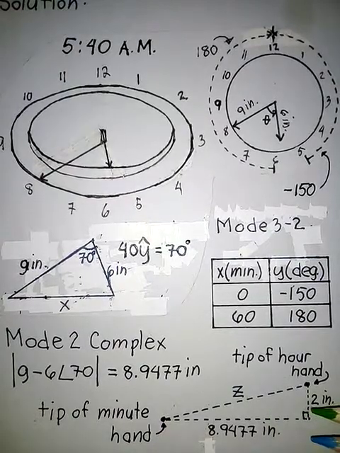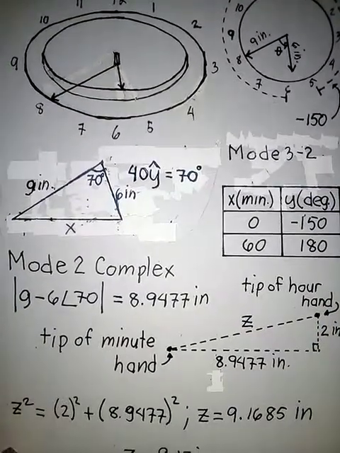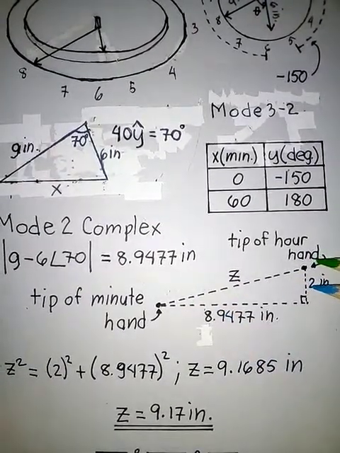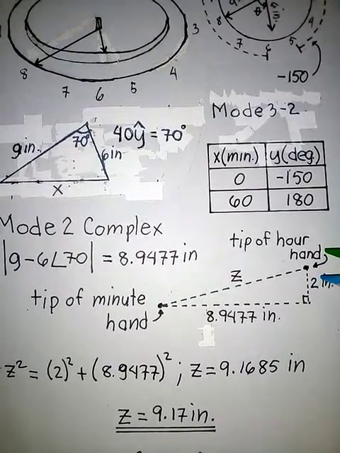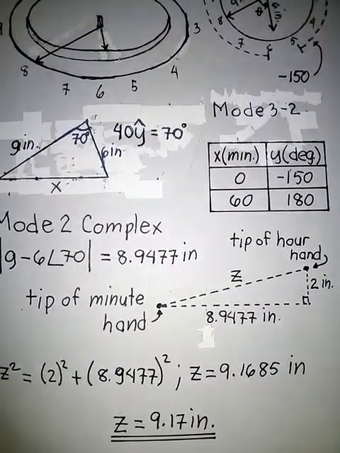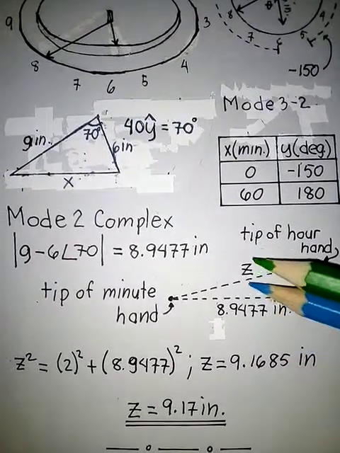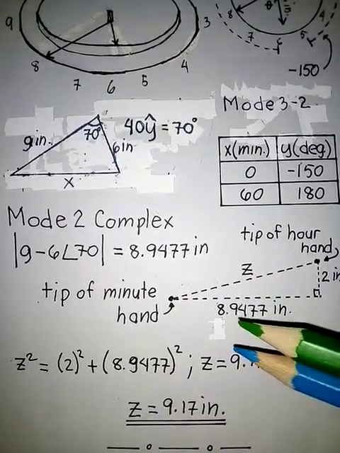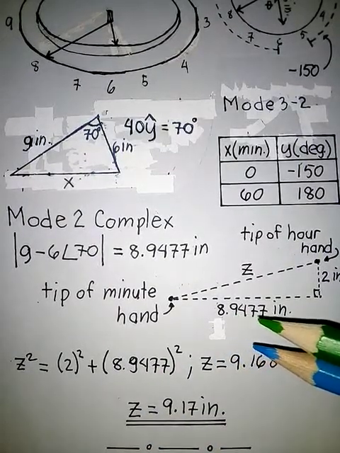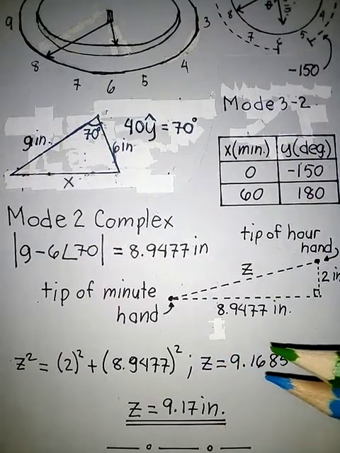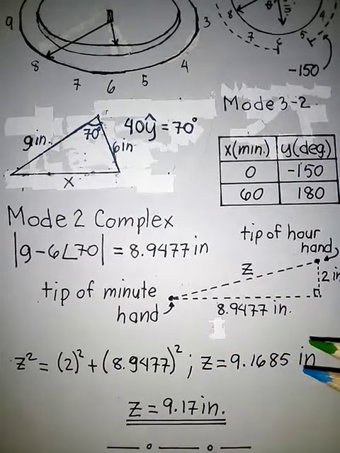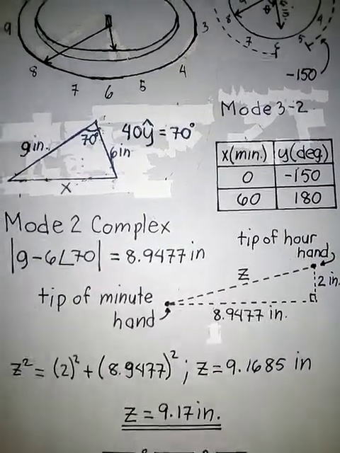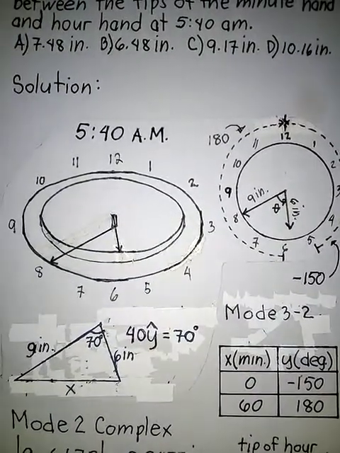So we will now solve for the value of c, or the distance from the tip of the minute hand directly to the tip of the hour hand. That will be a right triangle, so using the Pythagorean theorem, the hypotenuse c squared is equal to 2 squared plus 8.9477 inches squared. And then we will get the value of c to be 9.1685 inches, or c is equal to 9.17 inches, which in the choices is letter C.